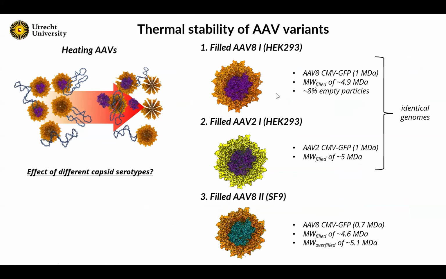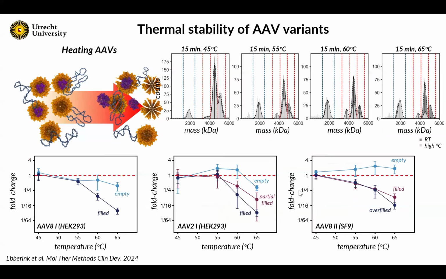So how about a completely different sample? This is again an AAV8, but this time made from insect cells. And also here the genome is slightly different. It's again for GFP, but a little bit shorter, a smaller genome. And we have filled capsids here, but also a small amount of overfilled particles as well.